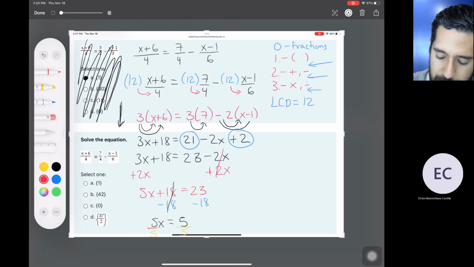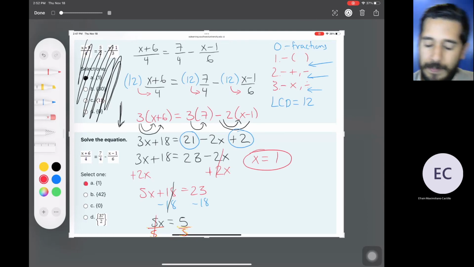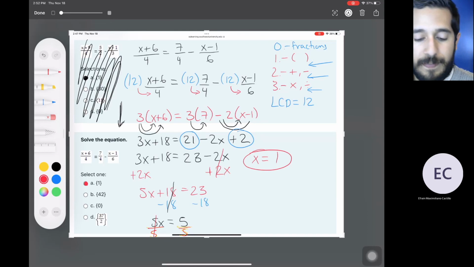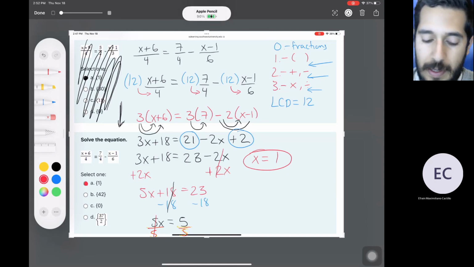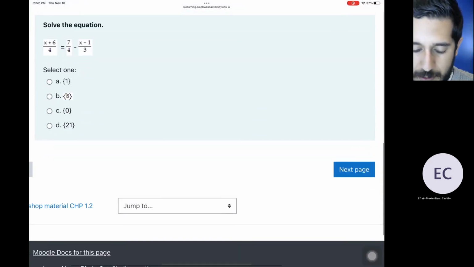I don't think we can see this color right here. Combining like terms, so x equals 5 divided by 5, that's 1. So this is the answer that I'm looking for as well. The set of numbers that equals 1. I just have some more problems to solve.